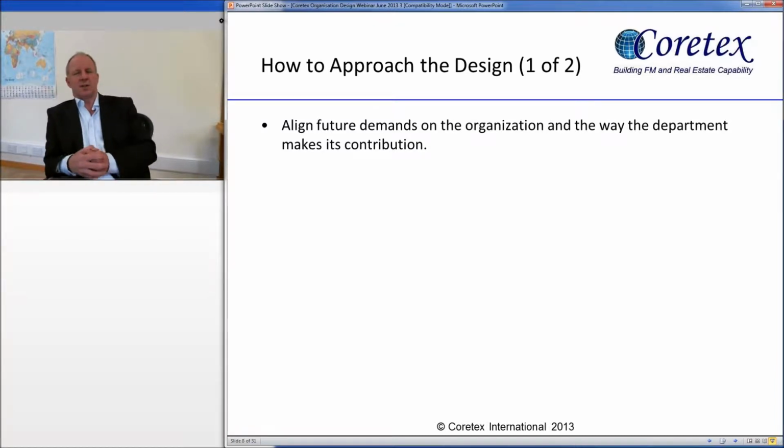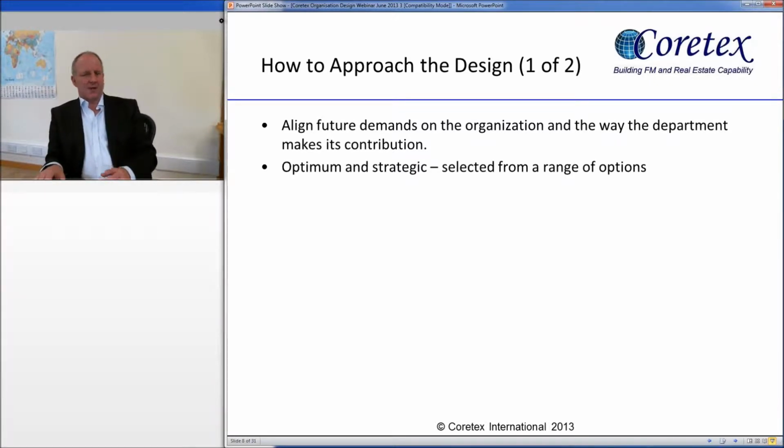So the first one is the key one, which is the organization future. What is it the organization is looking to do, and what does it demand of the real estate and facilities organization going forward? It needs to be optimum. It needs to be only what it needs to be. It doesn't need to be any particular shape or structure that is inefficient. It needs to be focused on the deliverables for the organization. And it should also be strategic.